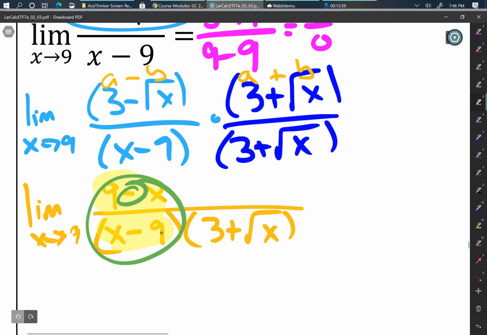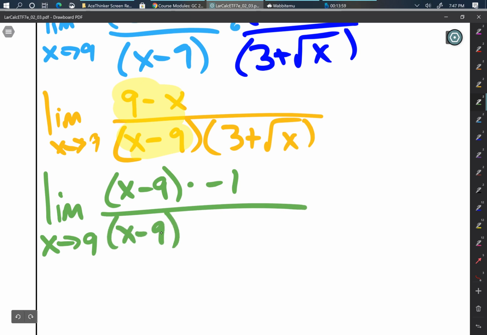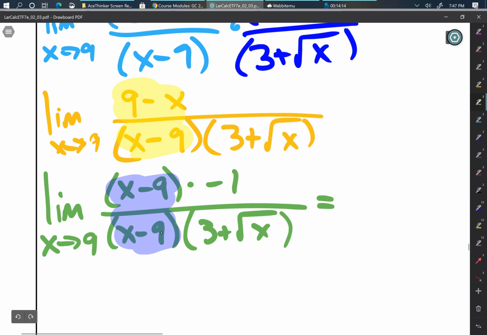But does 9 minus x cancel x minus 9? Sort of. It becomes this. We'll factor a negative 1 out to make it work. And now, there's our 0 over 0 that we can ignore. And we can do direct substitution on what's left. I forgot a parentheses right here. My numerator stays negative 1. My denominator becomes 6. And so we get negative 1/6.